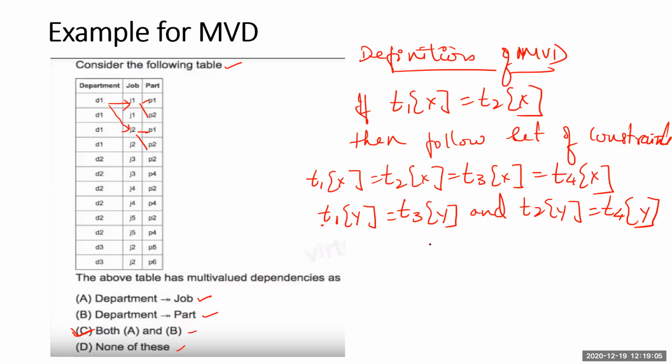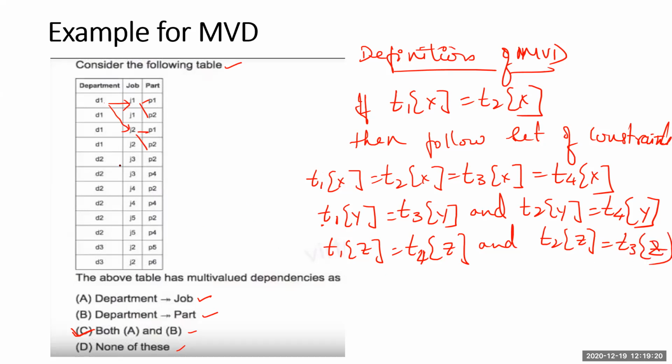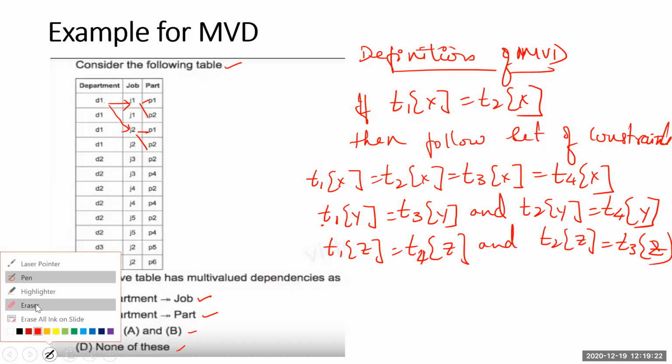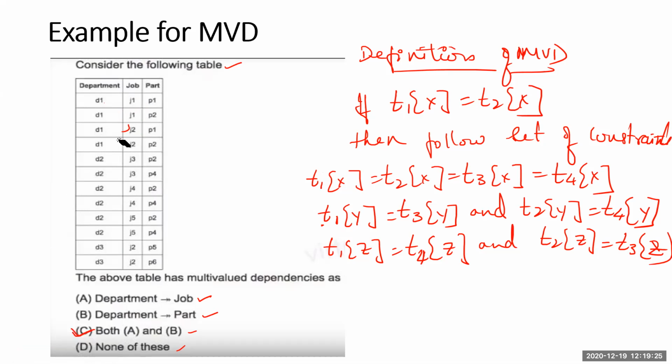Next, the first attribute to the fourth attribute: T2 of Z is equal to T3 of Z. Now, I need to check whether this is satisfied. So you need to write the condition and then prove that it is satisfied. How many tuples do I have? T1, T2, T3. In order to solve this, I will write them in an order T1, T2, T3, T4.